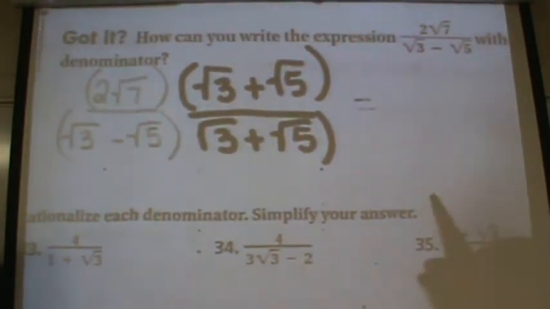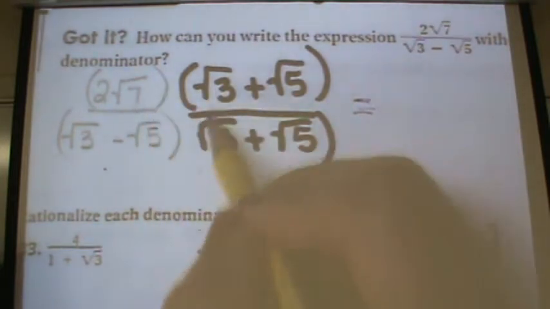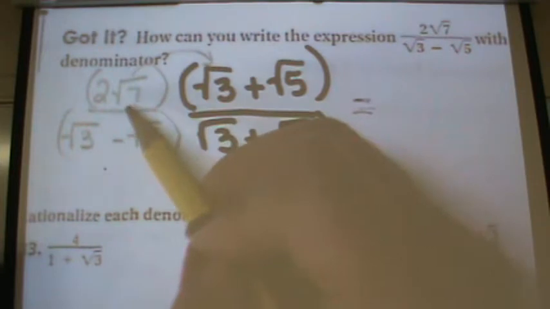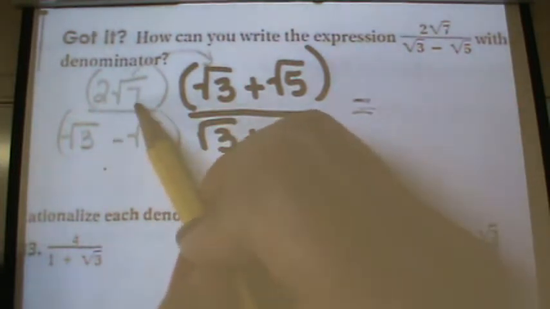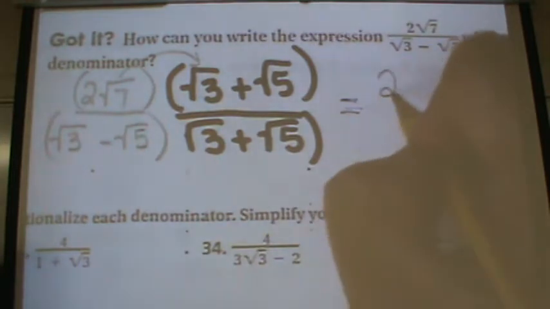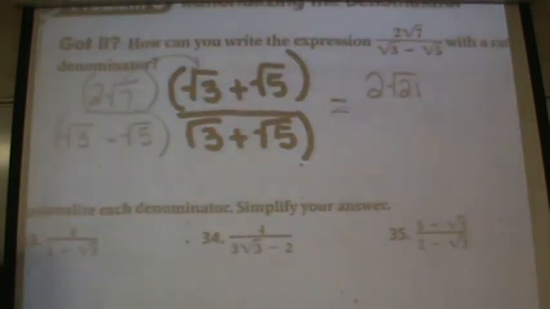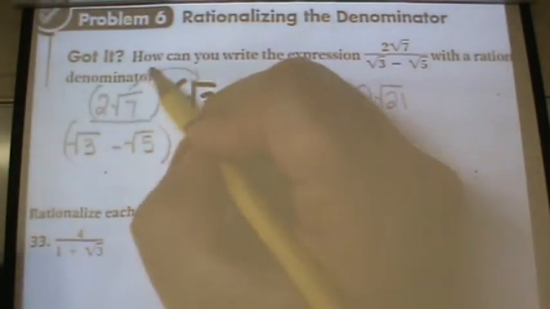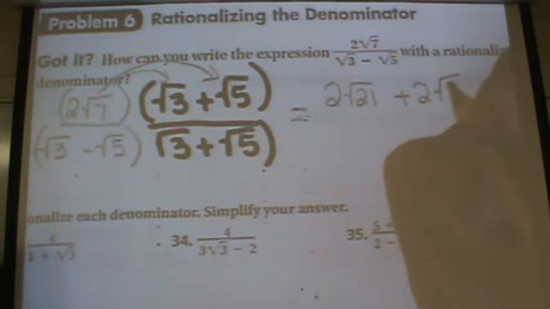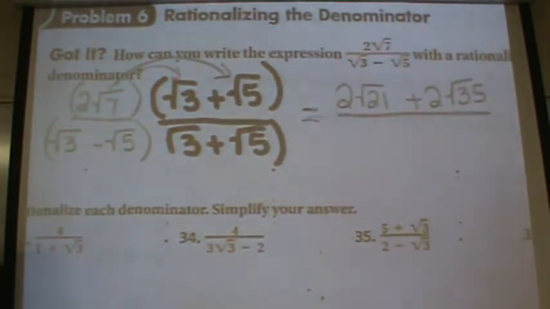What's the math? I don't know how to do the top, to be honest. You don't know how to do the top? You're going to distribute. What is 2 root 7 times root 3? 2 square root 21. You got it. Beautiful. Good job. And what about the plus? 2 square root 35. Say it louder. 2 square root 35. Yeah.